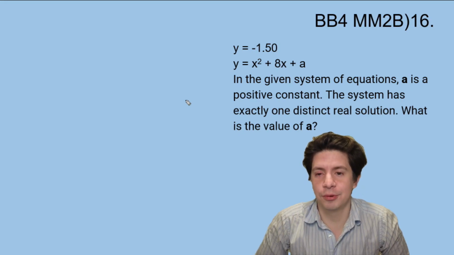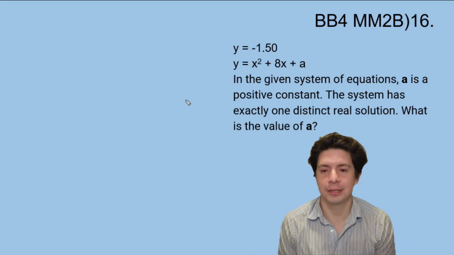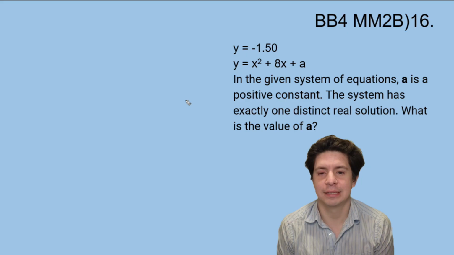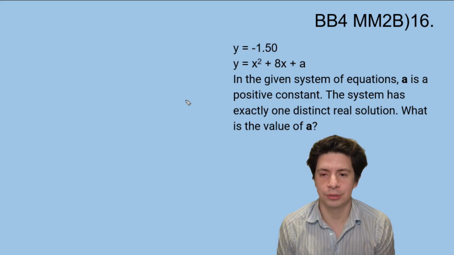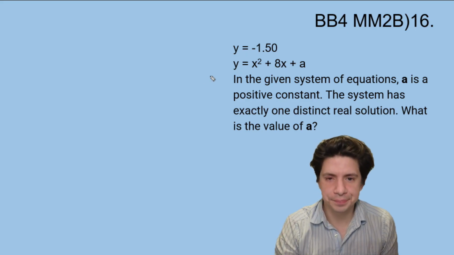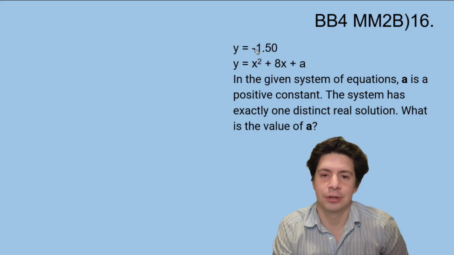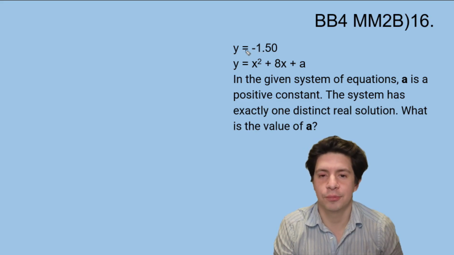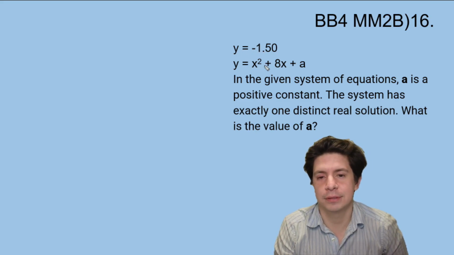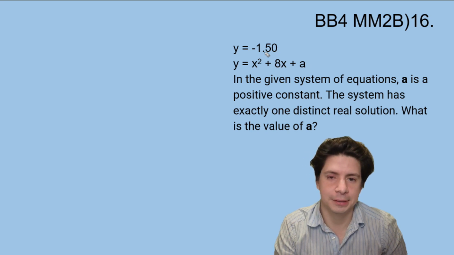In the given system of equations, a is a positive constant. The system has exactly one distinct real solution. What is the value of a? And we have this as our system of equations, right? y equals negative 1.5 and y equals x squared plus 8x plus a.